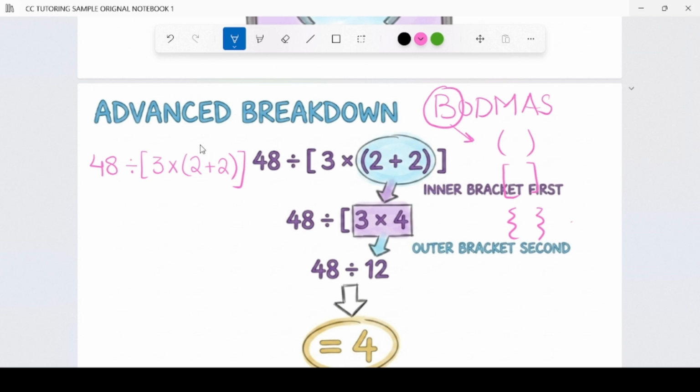So I'm going to solve the round bracket. 2 plus 2 is 4, multiply by 3. Then I'm going to solve the square bracket. 4 ones are 4, 4 twos are 8, 4 threes are 12. 12 divided by 48, and the answer for this one is 4. This is how you would solve all these advanced level questions.